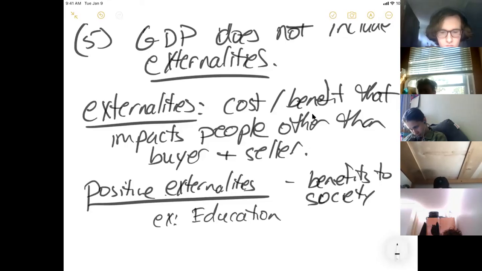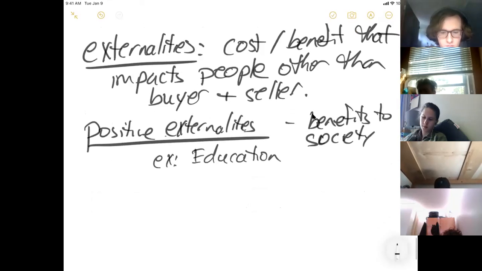But those things aren't included in GDP. Those things are not included in GDP. On the flip side, there's a lot of negative externalities.